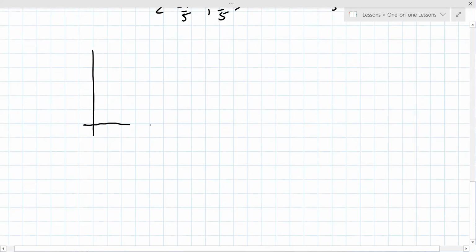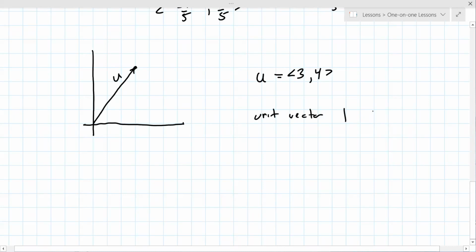So let's just briefly talk about what a unit vector is. Let's just say your vector u is 3 comma 4. I'm choosing these numbers because they work out really nicely. So there it is. That's u. Your unit vector has a length of 1, has a magnitude of 1, but it's in the same direction. So if there's sort of 5 tick marks, because that's how big it is, the unit vector is this little piece right here, the one unit piece.